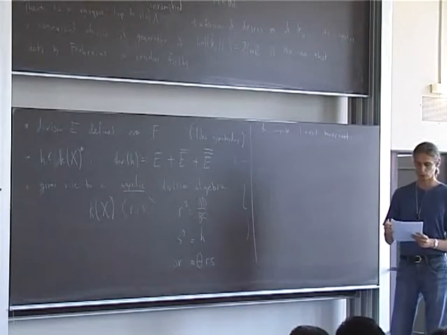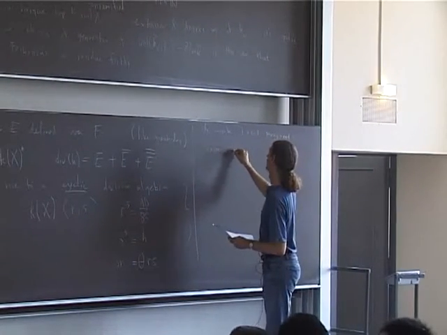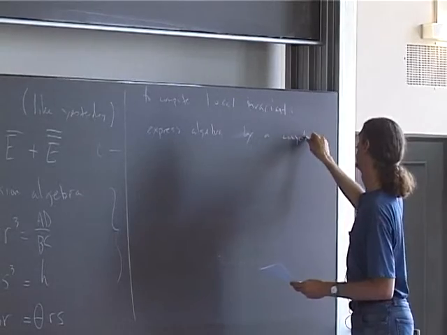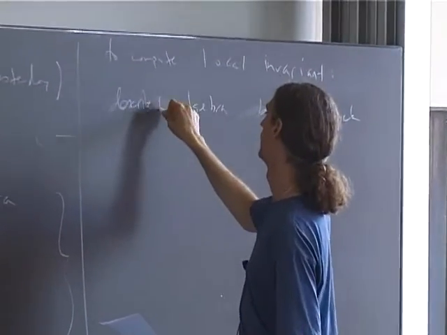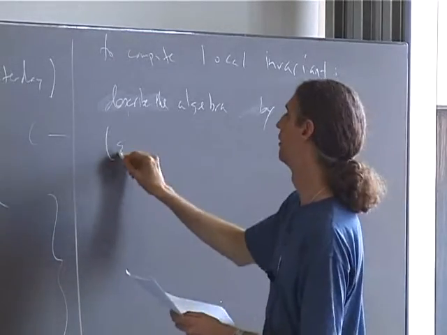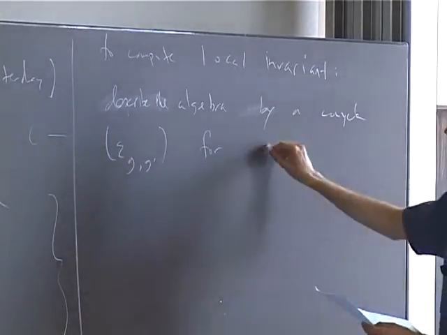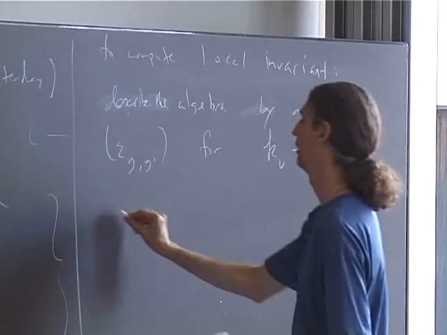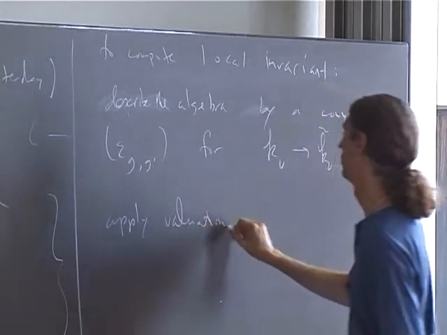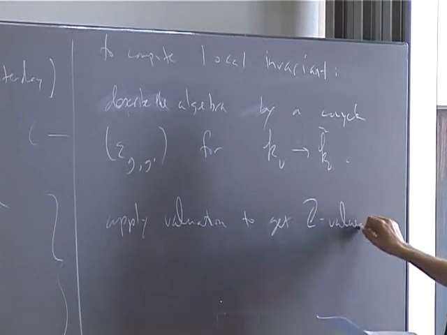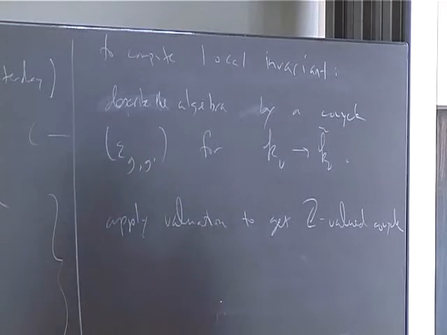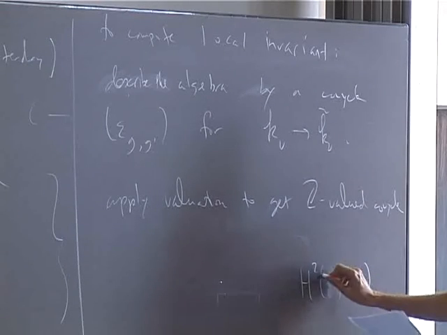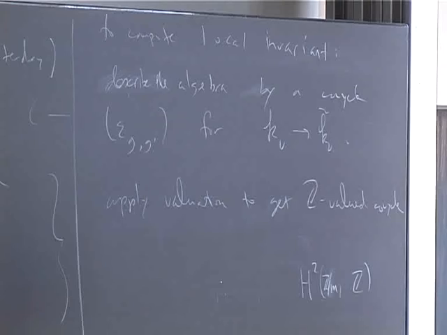You express your algebra, describe the algebra by a cocycle for the cyclic extension. And then apply, so you have now an element of H2. So this is G. What's G? The Galois group of this extension.